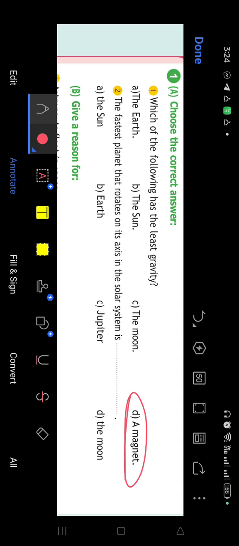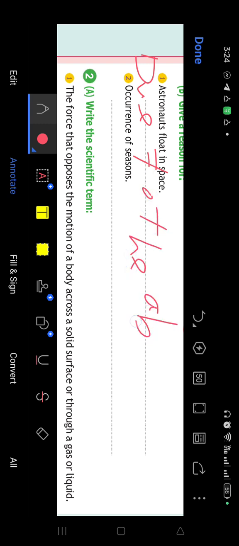Okay, so the number two question here is saying the fastest planet rotates on its axis. Of course, it is Jupiter. Yes, super. Give reason for the following: astronauts float in space. Why can they float? Due to the absence of gravity. Yeah, the absence means no gravity.